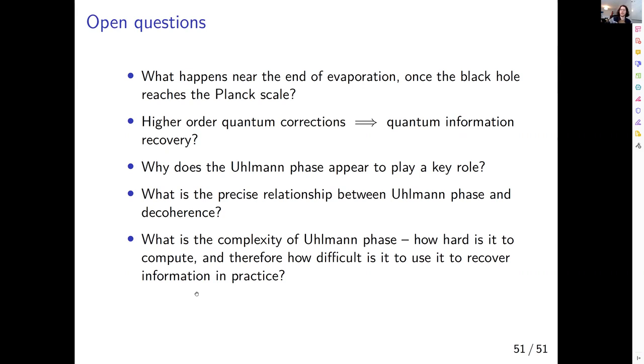And the final question comes from the fact that there are some results that say that even though the validity of the Page curve means that it's consistent to assume that we can recover information from inside a black hole, any algorithm that we carry out on a quantum computer to actually sort through the Hawking radiation and find that information has to be very complex. So if those results are true, then that would mean that computing the Uhlmann phase of the Hawking radiation in the way I've described has to be very difficult. So it'd be useful to know what is the complexity of the Uhlmann phase. How complex would an algorithm have to be to actually compute it? How difficult would it actually be to use this protocol to recover the information?